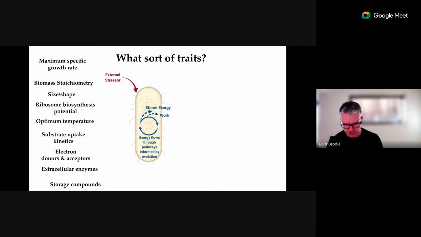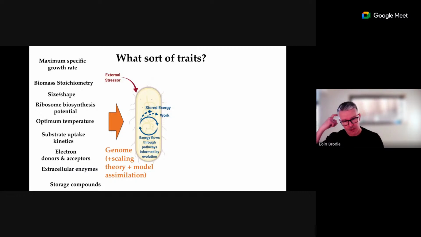Does it produce extracellular enzymes? What kinds? What are their properties? And does it produce storage compounds? That information, like the owner's manual, we can get in the genome and extend that using things like allometric scaling theory and assimilation into models to predict other traits.